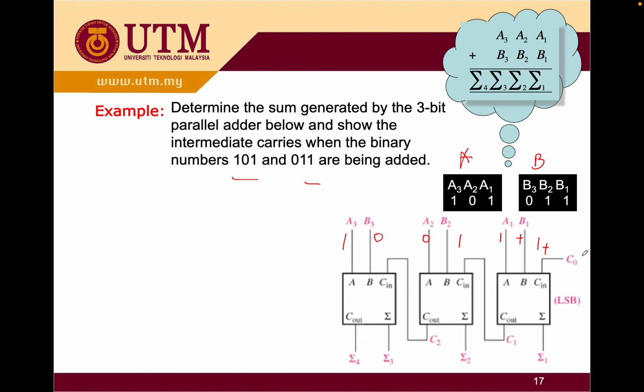C0. What is the value of C0? It's mentioned here a 3-bit parallel adder, and it shows the intermediate carry when the binaries are being added. C0 is not given, so I don't know the value, but we can assume, let's say, it's going to be 0. We will have 1, 1, 0. It's going to be 0 for the sum, the carry out will be 1, and the carry in for the next FA.